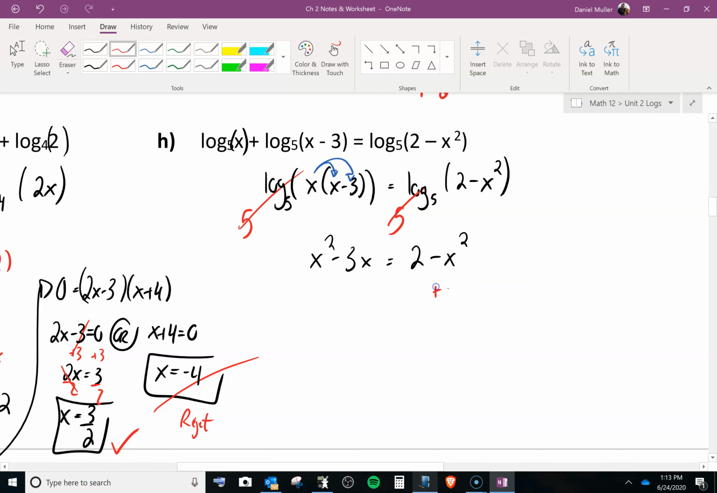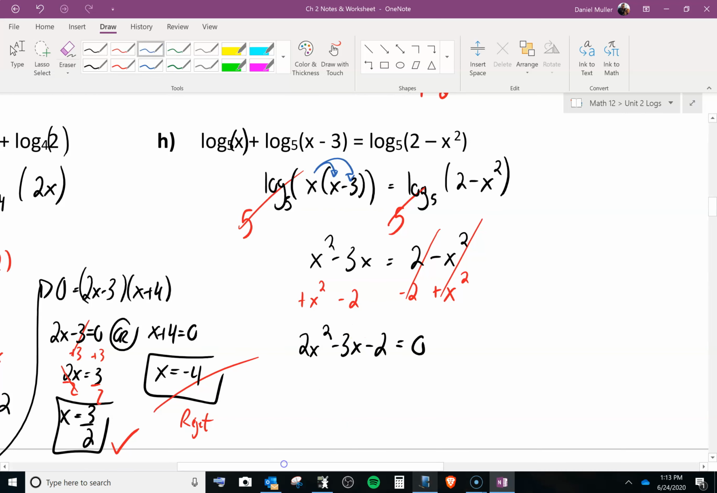Okay, so I'll move the negative x squared. I'll add that over, which means I'll move that as well. So I'll add an x squared, and I'll minus a 2. So I'm left with x squared plus x squared, which is 2x squared. I've got a negative 3x and a minus 2. Now, is that factorable?